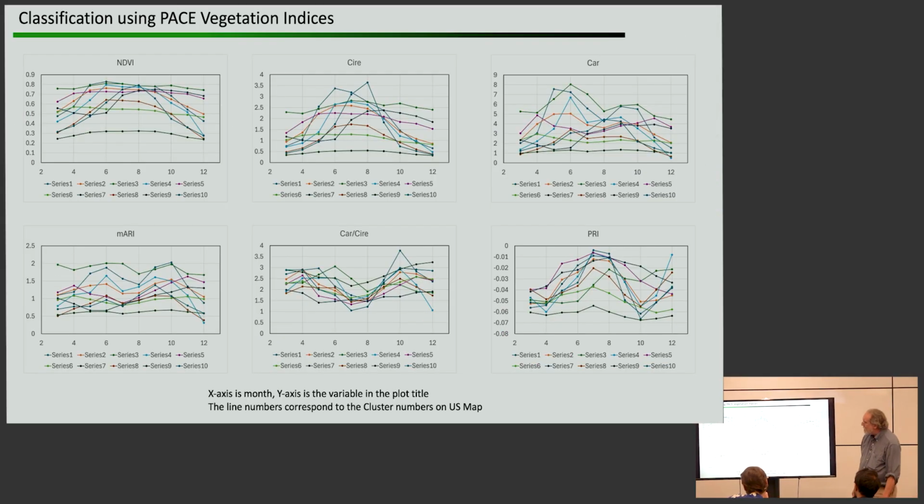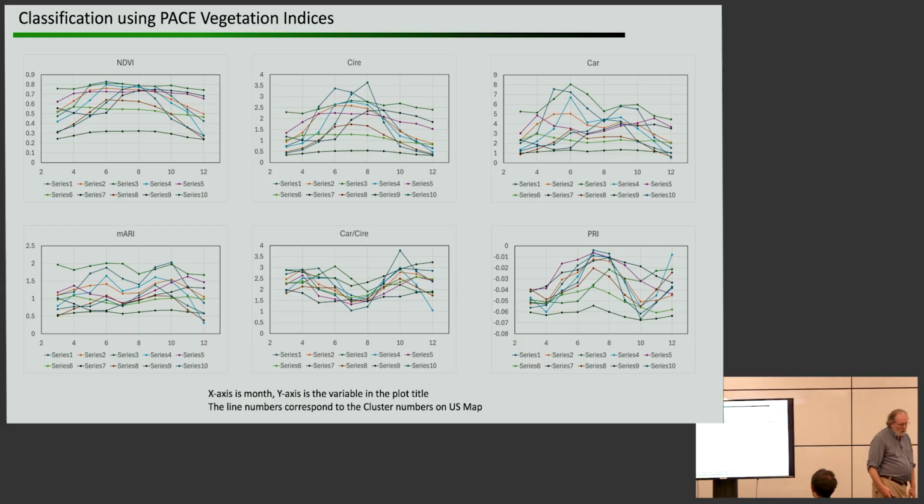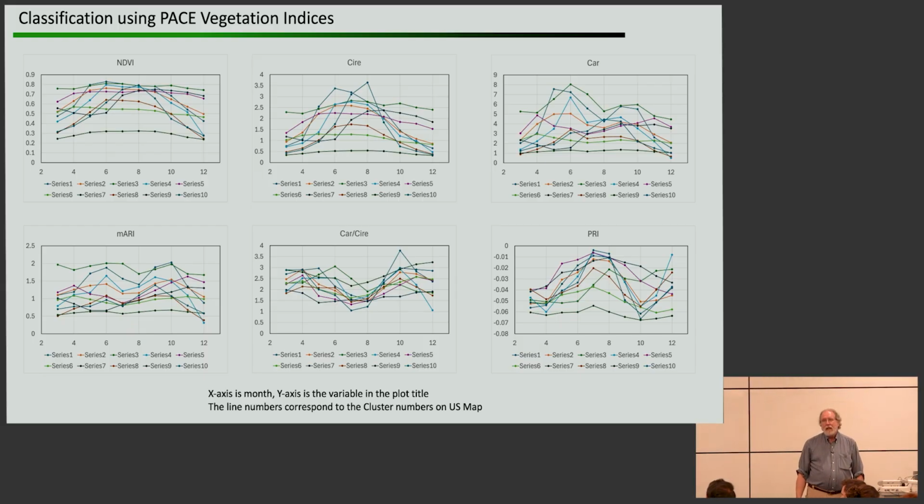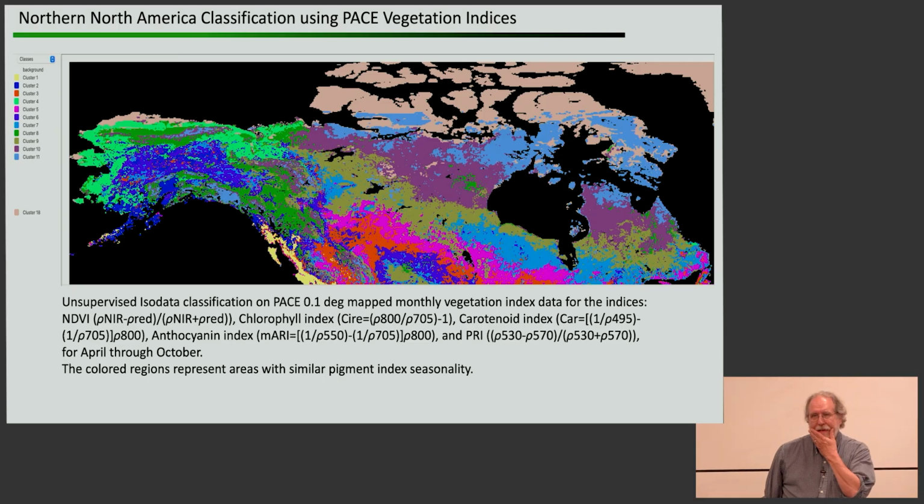And then, here are the indices for each of these 10 classes. And you can see how they really are clearly different. And so this is telling us that those different bioregions being defined by this classification in fact have interesting pigment dynamics, and that's telling us something about the physiology of those places. I want to show you just one other example of this.